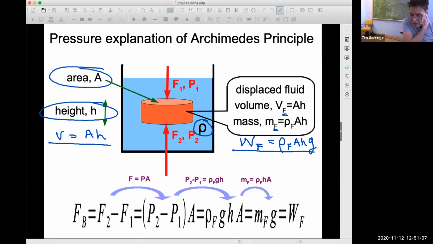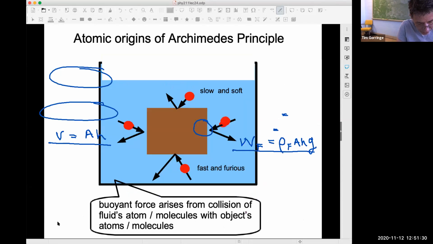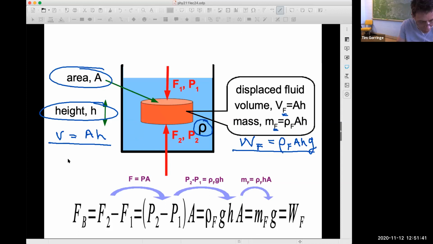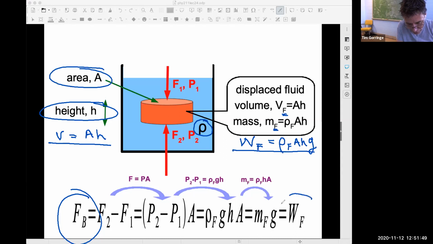So here's my derivation. I know that derivation is like a bad word in physics 211, 213. But sometimes we have to do a derivation. Here I'm going to do a little derivation. I'm going to derive this relationship between the buoyant force over here on the left-hand side and the weight of fluid displaced over here on the right-hand side. So this is a derivation. This is the connection that Archimedes laid down between buoyant force and weight of fluid.